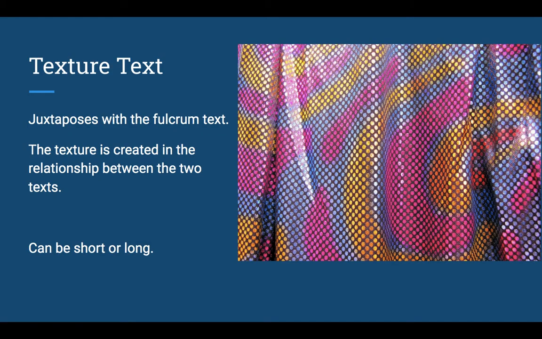The texture text, usually you bring that in sometime after they've read the fulcrum text, or after they've read at least part of it. What it tries to do is juxtapose the fulcrum text. The texture is created in the relationship between the two texts. So maybe it is somebody who has a totally different perspective.